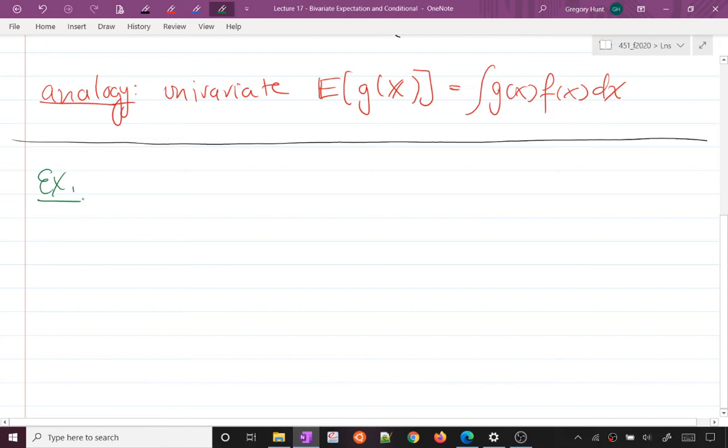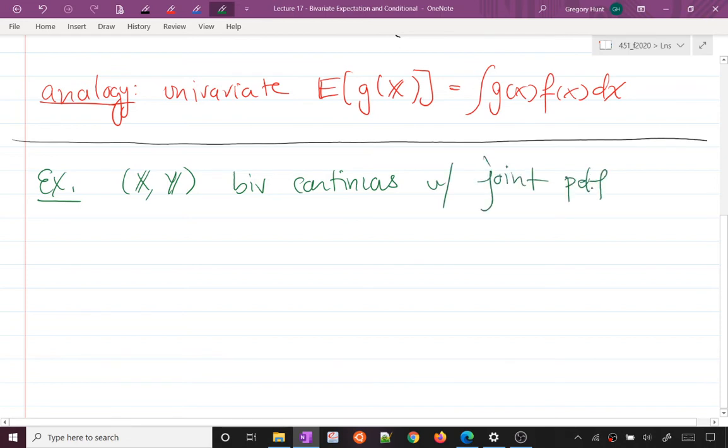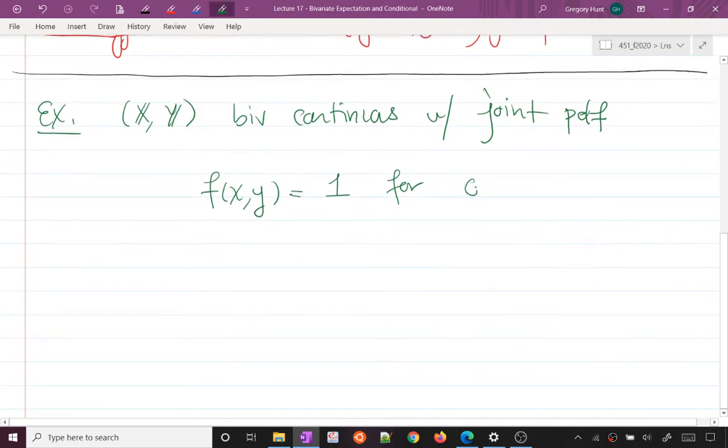So here's the example. We're going to have a bivariate random variable, X comma Y, that is bivariate continuous with a joint PDF. My joint PDF is a function little f. It takes in two arguments, x comma y, and we are going to say that this joint PDF is 1 for the following part of the real plane. The part of the real plane is going to be when x is between 0 and 1, and when y is between x and x plus 1.